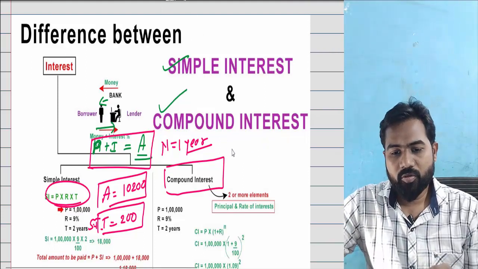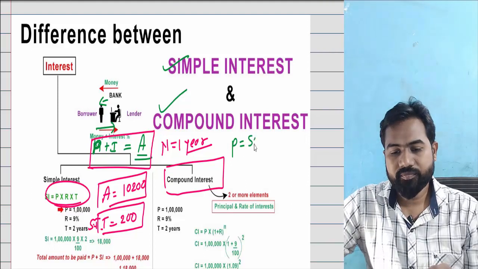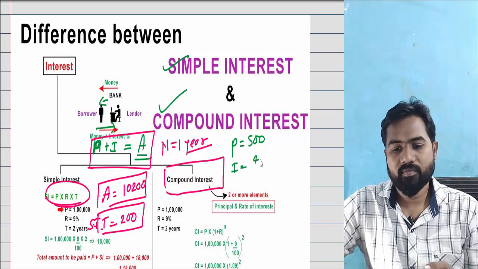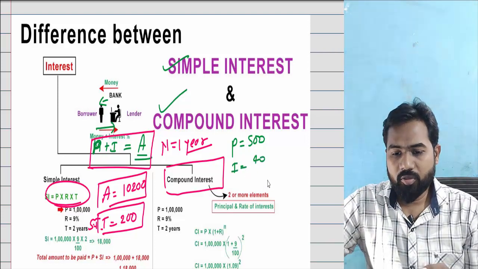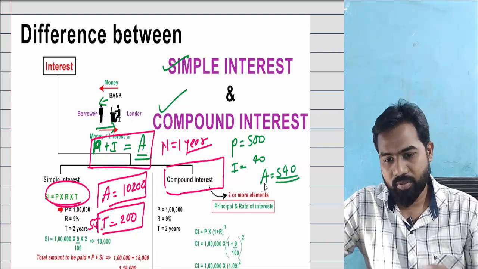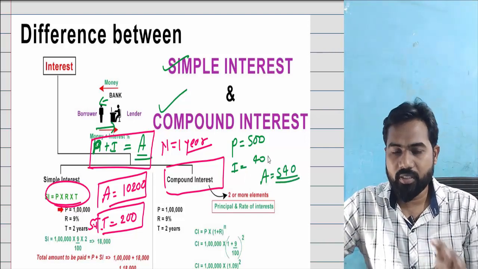Suppose initially you borrowed money from the bank, like 500, and after 1 year you are going to pay a rate of interest. Suppose interest is 40 rupees. Now the amount you have to pay is 540. Yes or no? This is the amount you have to pay to the bank. And what is the 40? 40 is the interest.